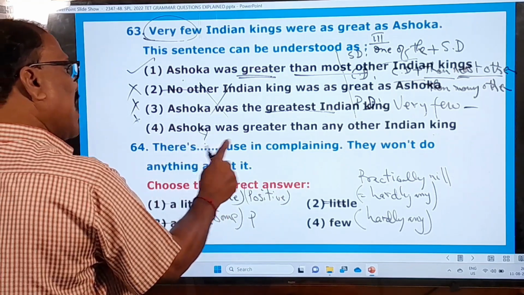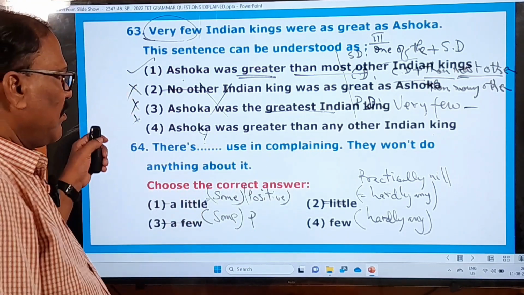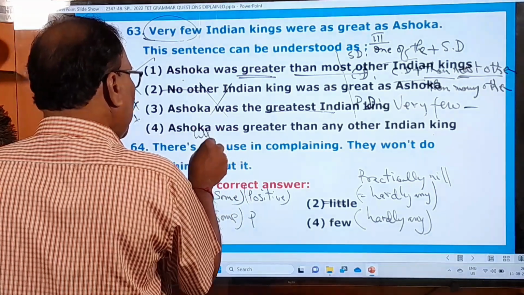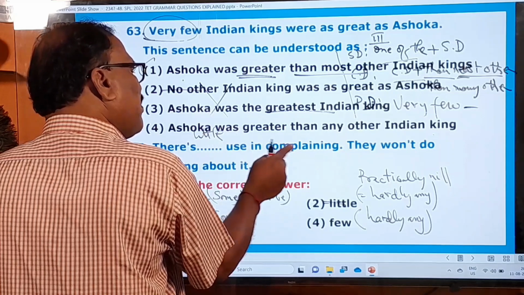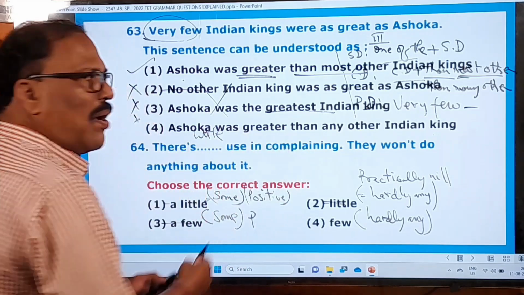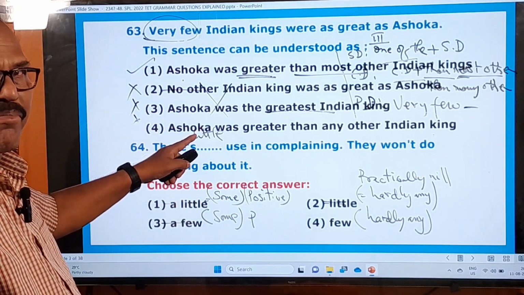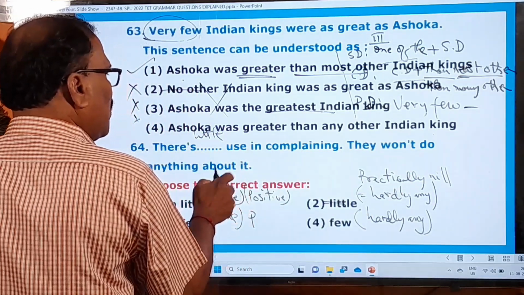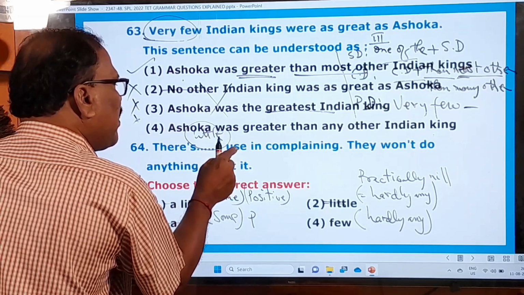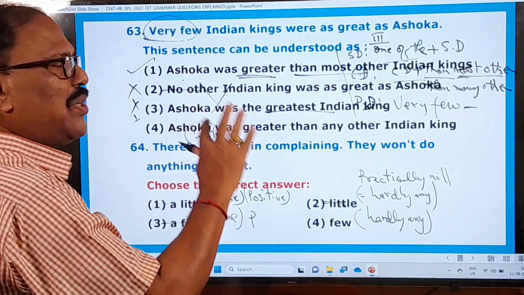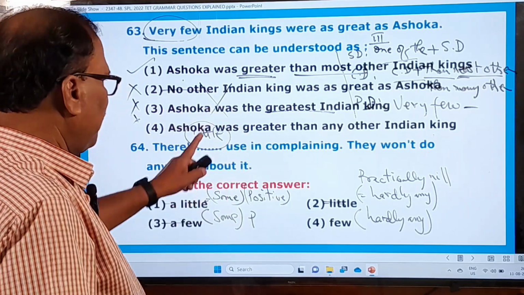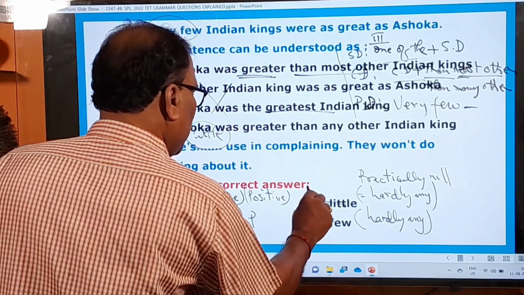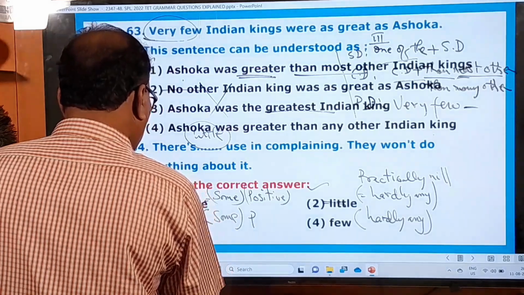Now, there is dash use in complaint. Use is an abstract noun. What do you say? There is a little use in it. There is little use in complaining means there is no use at all in complaining. That is the meaning here. There is no use in complaint because they won't do anything about it. So it is a negative word. There is little use means no use, literally no use, practically no use. So this is how we have to fill in. The second one is the right one and all others are wrong.